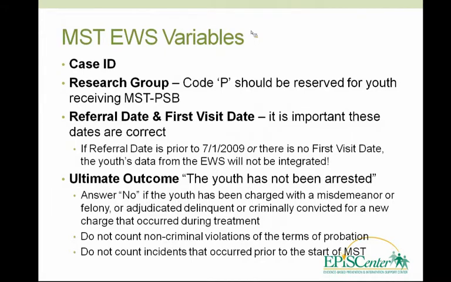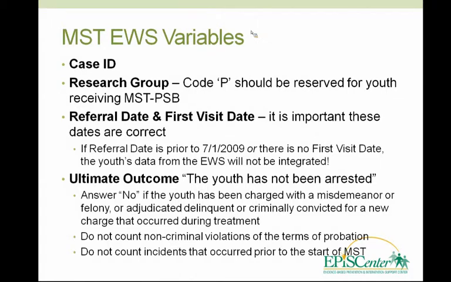If you use research group codes, the code P should be reserved for youth who are receiving MST for problem sexual behavior. That's a specific adaptation of MST. So if you are using research group codes for some reason and your agency does not provide MST PSB, you should never be using that code P and come up with some other code.